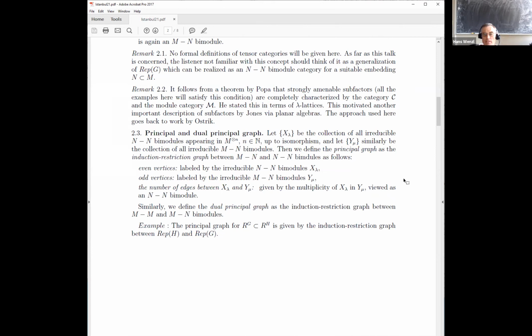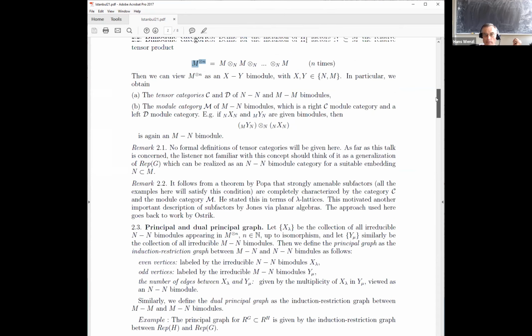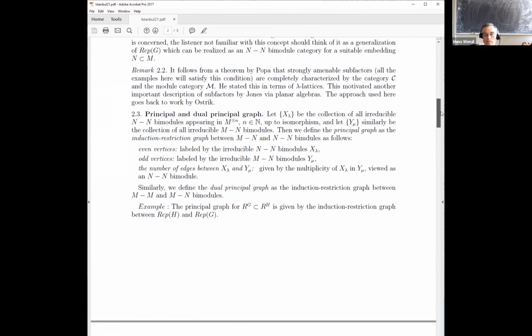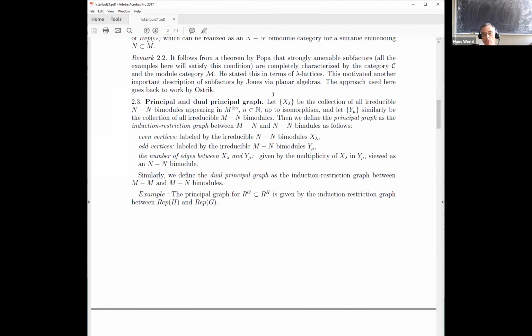All right, so it's basically the old approach of Hermann Weyl of studying representation theory. We just take tensor powers and look at all irreducibles within these tensor powers. So for a given one, we collect all the irreducible ones, which I call X lambda, which are all the irreducible NN bimodules. And I do the same thing by viewing this as MN bimodules.